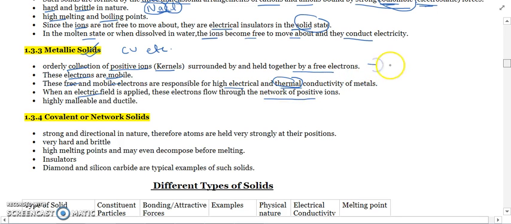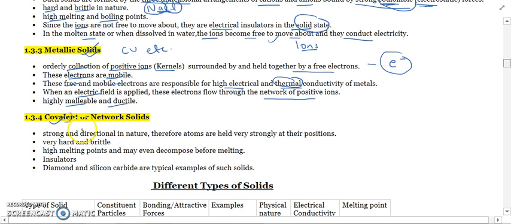Therefore, here the carrier of electricity is the electron. But in ionic solids, the carriers are ions, which constitute the current. Like we have already studied, metals are malleable and ductile. Therefore, metallic solids are also malleable and ductile.